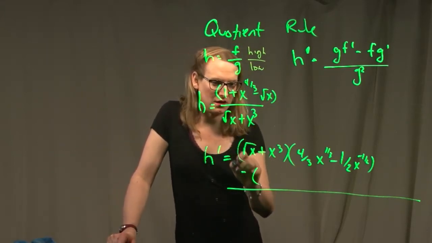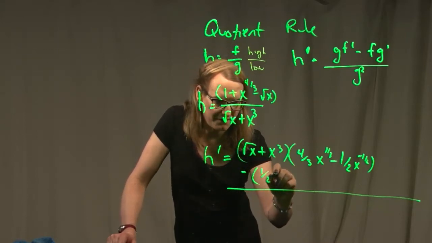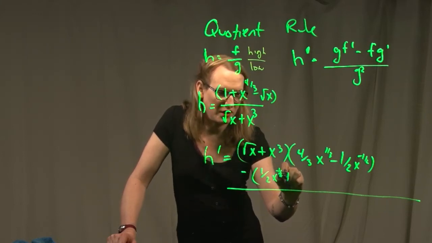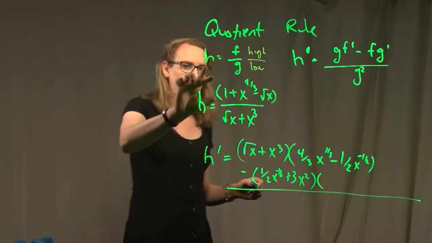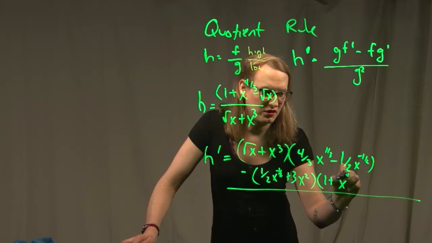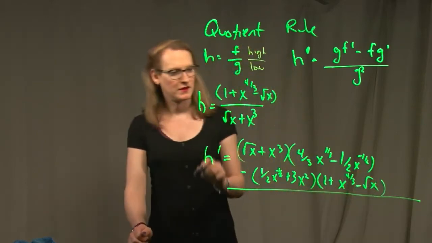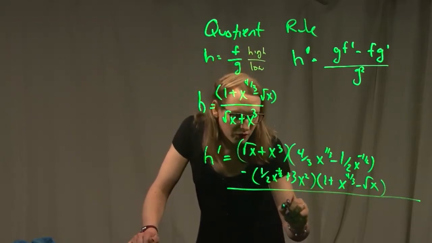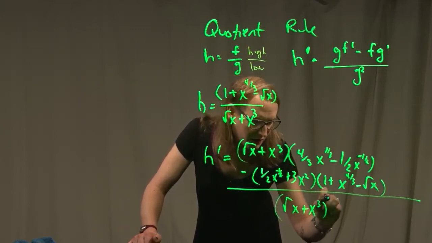So let's take the derivative of this thing right here. So we're going to get a half of x to the minus a half plus 3x squared times, now I'm going to put this one without modifying it. 1 plus x to the 4/3 minus root x. Okay, draw a line and square below. Root x plus x cubed squared.